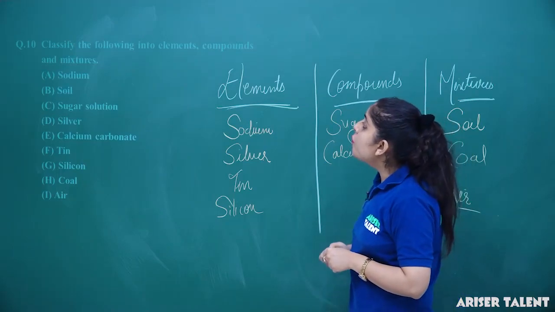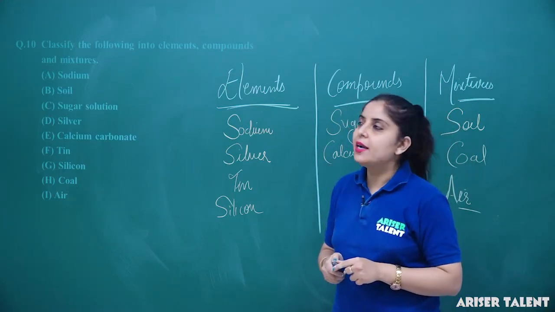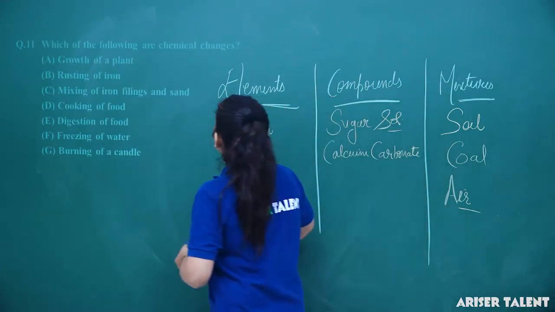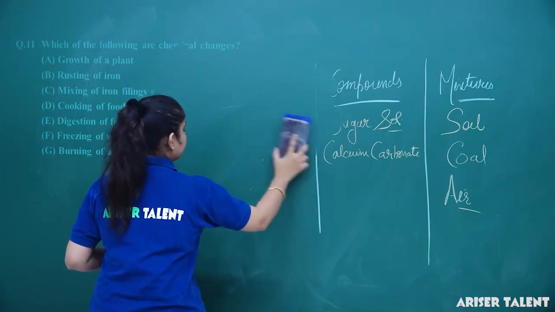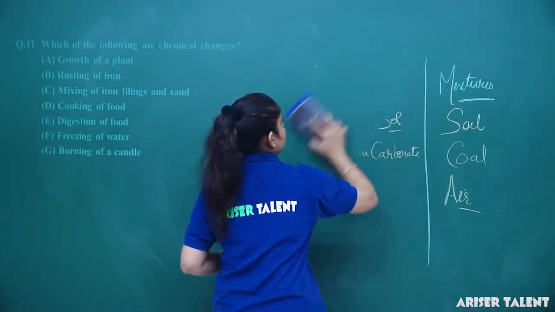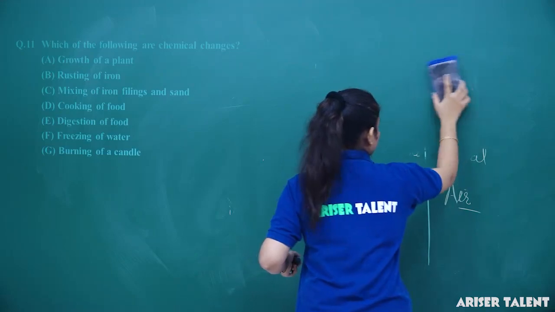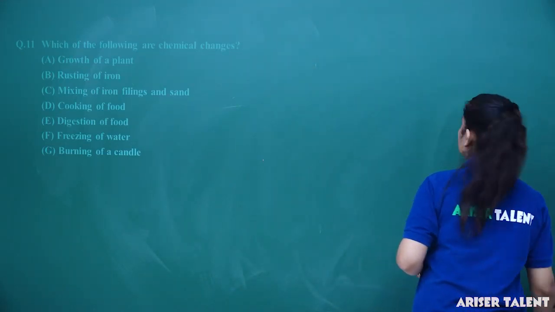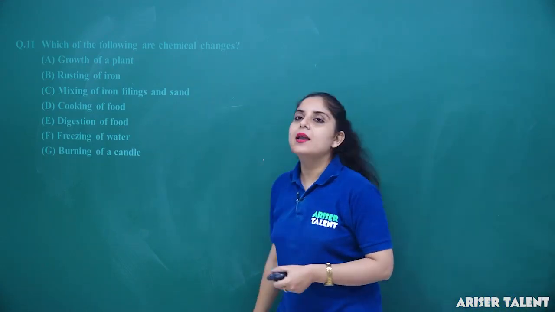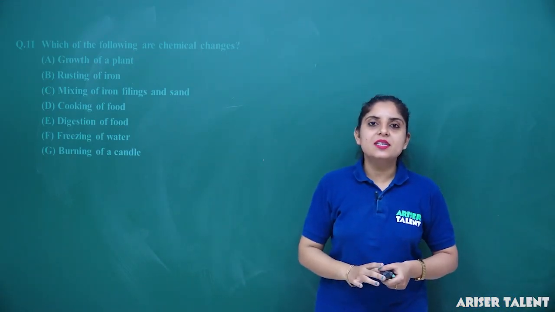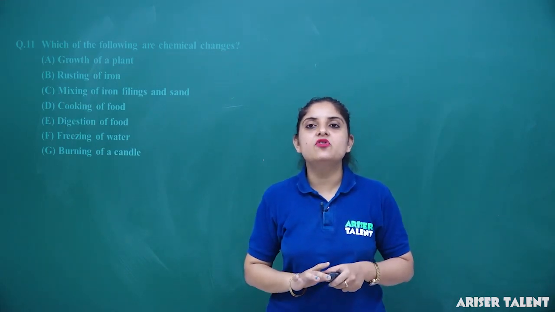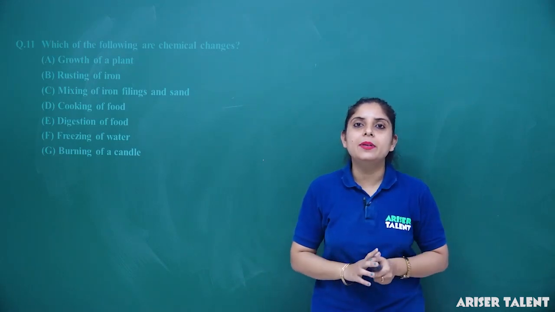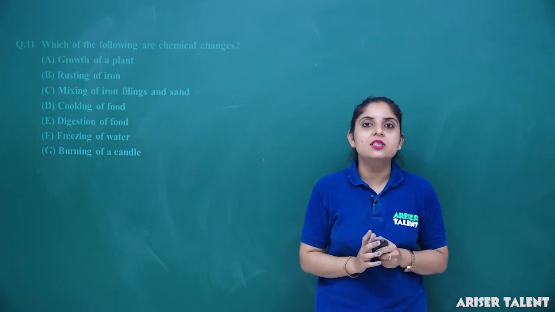Now let's move forward to the last question of your NCERT, that is question number 11. So let's see what question number 11 is saying. Which of the following are chemical changes? So chemical changes are those changes in which there is a change in the chemical properties of a substance, or you can say that the chemical behavior, the molecular behavior of a substance is going to be changed.